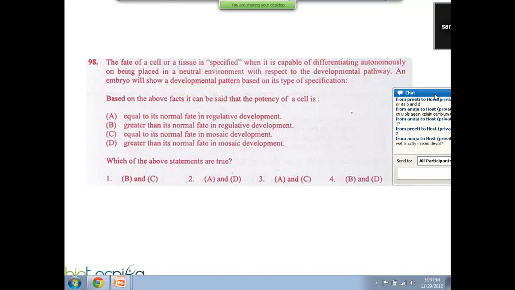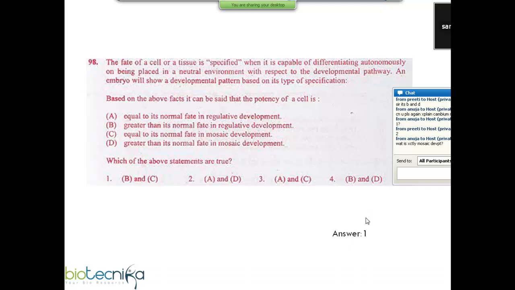Anuja, just now I explained about mosaic development in your autonomous specification, right? So what is your option? Benazir, what about you? Not sure, but I think I'll go with one. We'll go with 1. Okay. But I'm not able to understand this question, sir. Only three options I was able to understand.